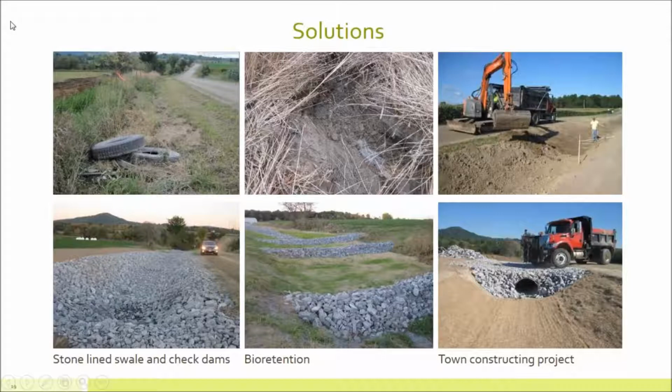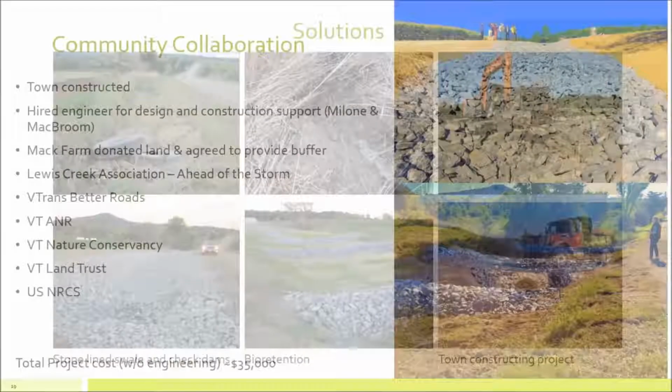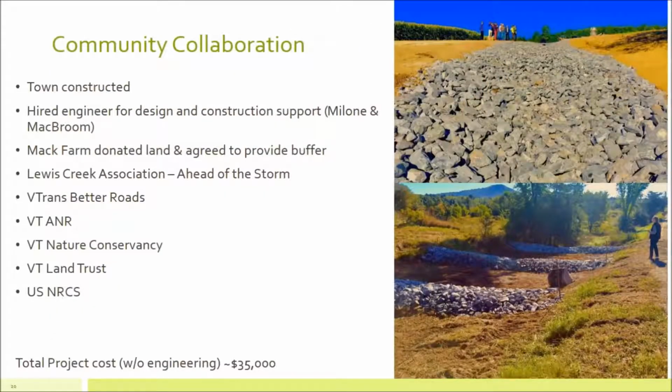And then on the far right, some pictures of the town constructing the project. This really was a huge community project. They had a bunch of different watershed groups help out. The town did all of the construction. So they also hired an engineer to help with their design and construction support. The local farm nearby actually agreed to donate some of their land. They provided a buffer, and they actually graded their farm field so that it's no longer draining directly into the ditch and causing all sorts of erosion.